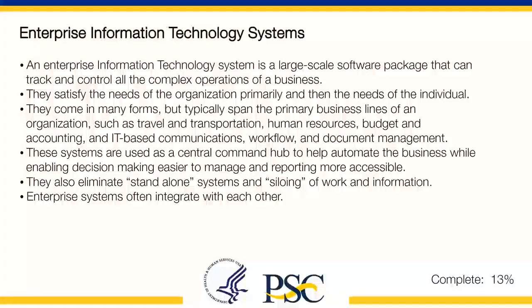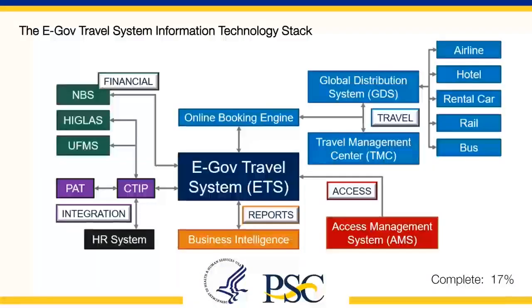These systems are used as a central command hub to help automate the business while making decision-making easier to manage and reporting more accessible. They also eliminate standalone systems and siloing of work and information. Enterprise systems often integrate with each other. This diagram shows the E-Gov Travel System Information Technology Stack. Take a moment to review it.